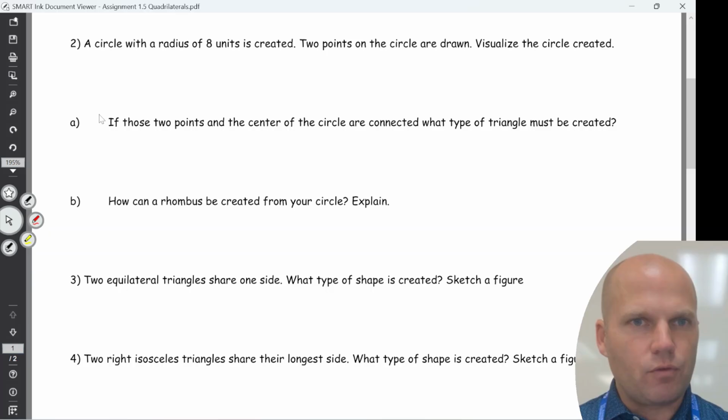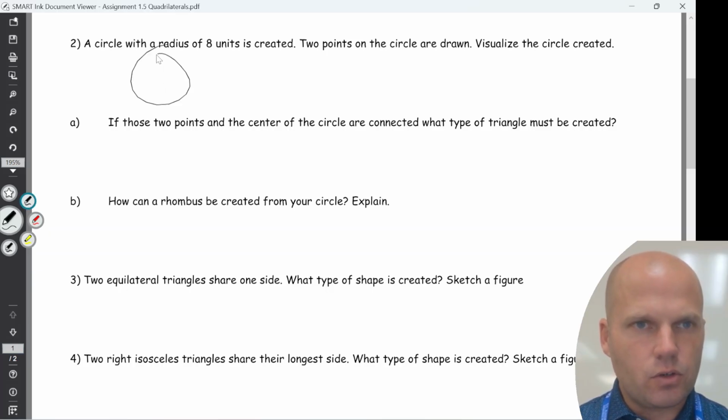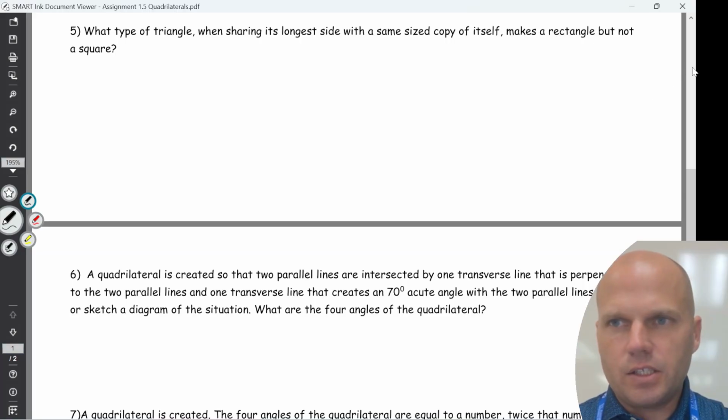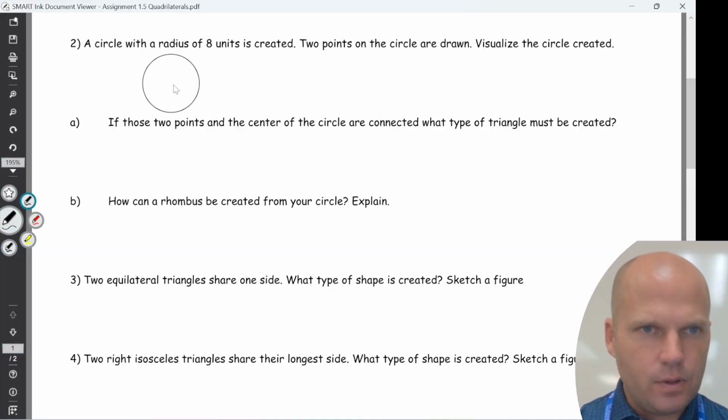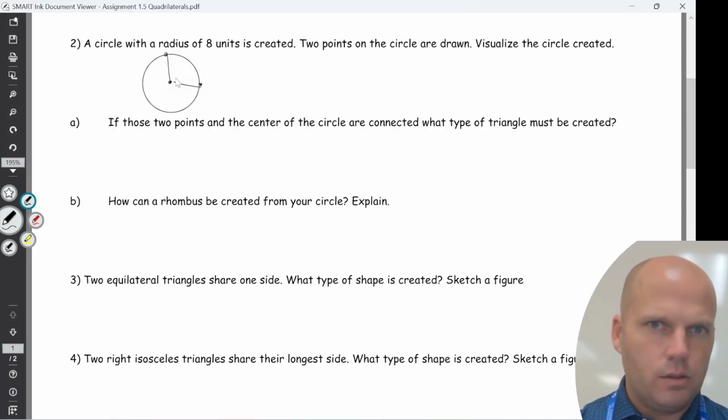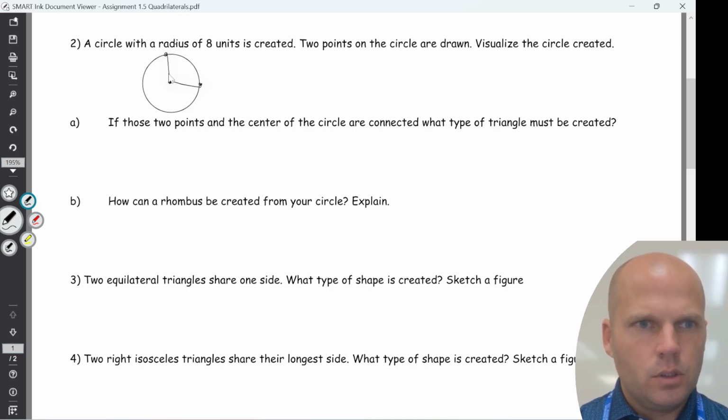There you go. A circle with a radius of 8 is created. So here's a circle, and the radius is 8. That means all of the lengths from the center to the outside is 8. If we go across through the center, we have 16. Two points of the circle are drawn. Visualize the circle created. Okay. Or maybe the triangle. Yeah, okay.